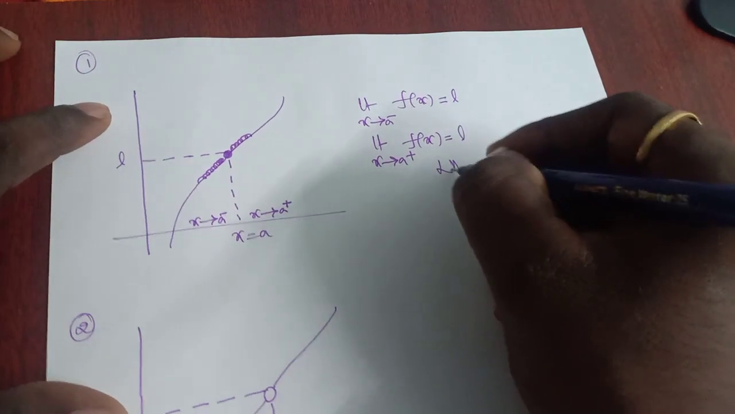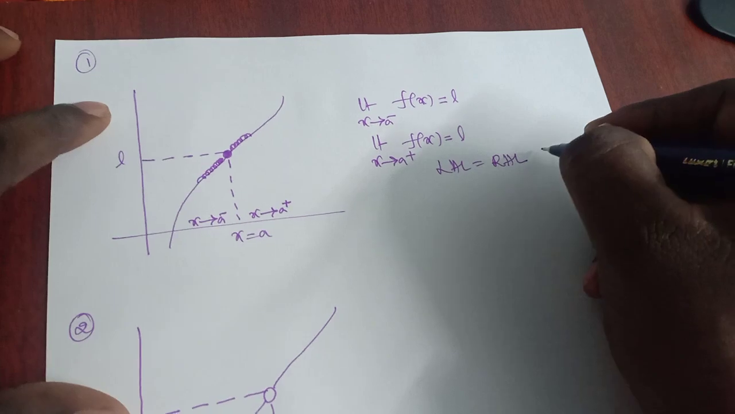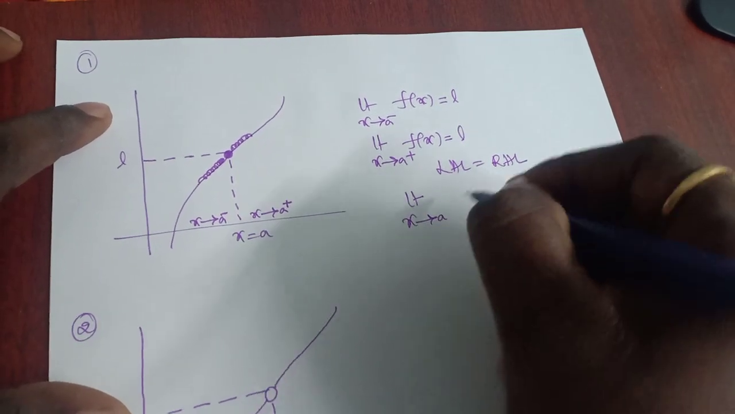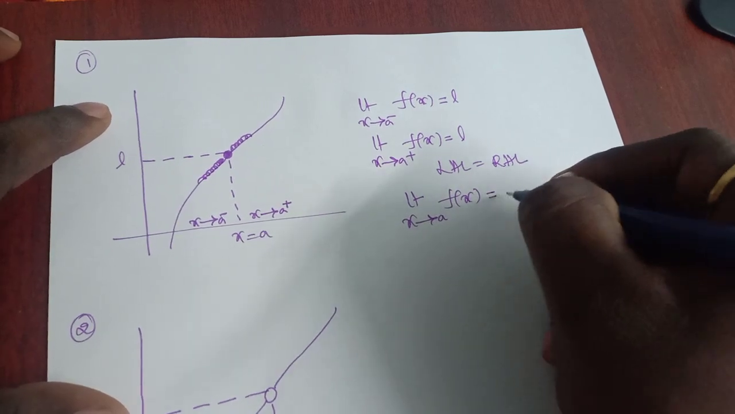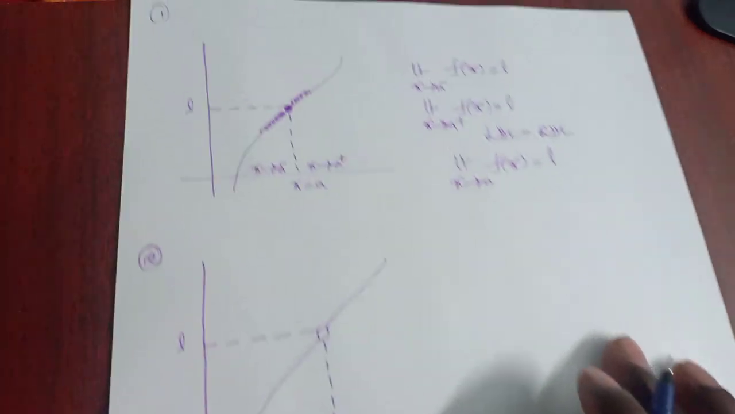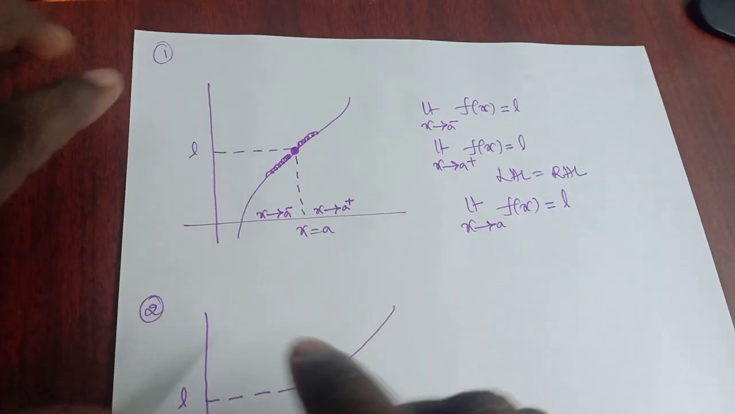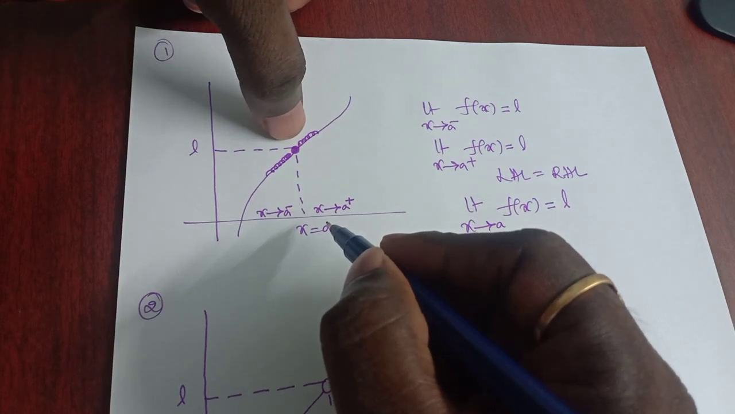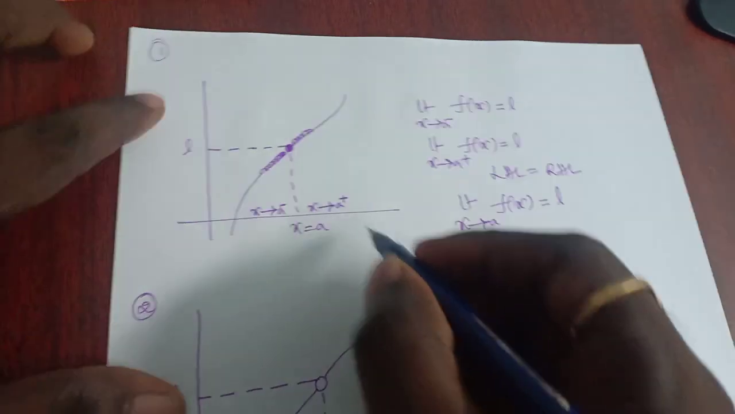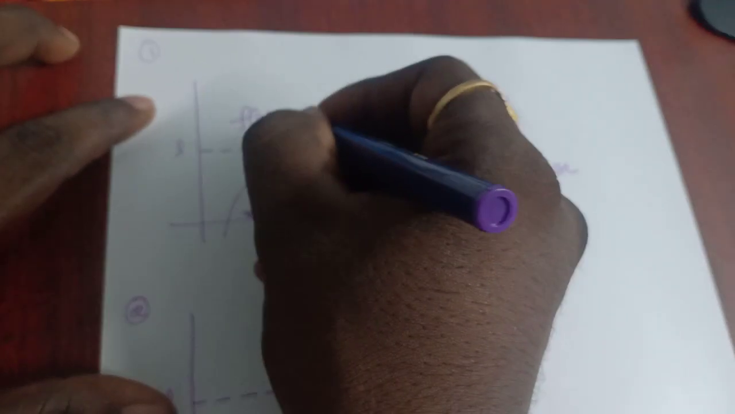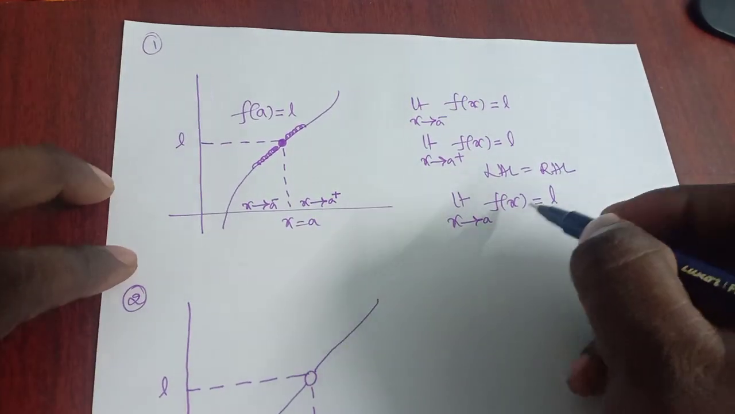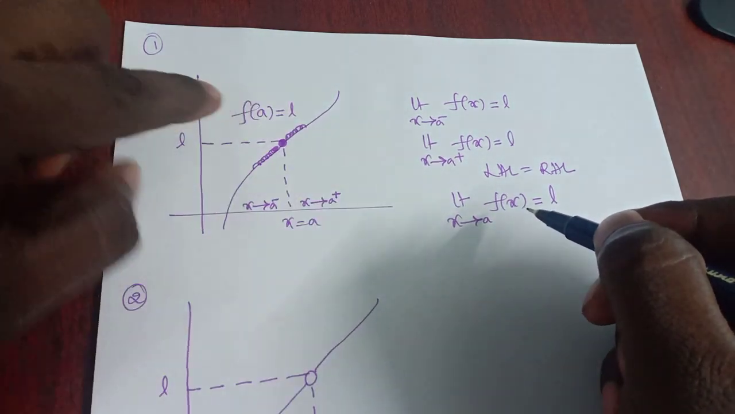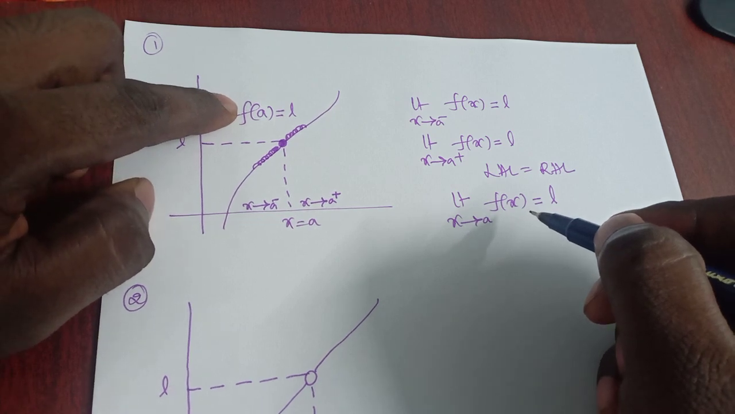That means if the left hand limit is equal to the right hand limit, then the limit exists. That is, limit x tends to a, f of x is equal to L. Here one more thing is there, that is the function value at x equal to a. The function value is defined. Here f of a is equal to L. So the limit value is equal to the function value. Then if the limit is equal to the value of the function, the function is continuous.